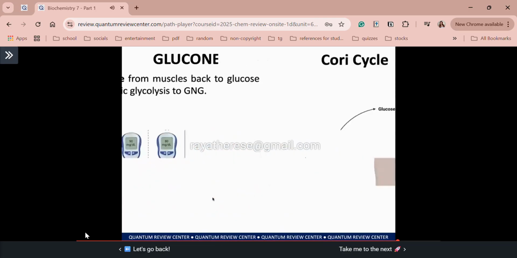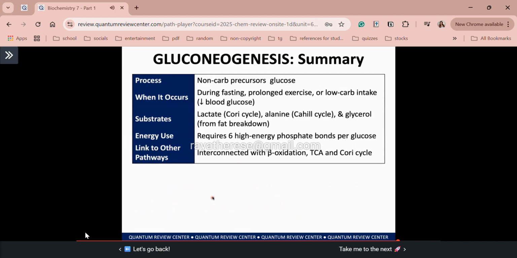Alright, so to summarize our gluconeogenesis pathway, class, here is the important information that you need to know. Again, let's reiterate the process: non-carbohydrate precursors are converted to glucose. It occurs during fasting, prolonged exercise, or low carb intake, which result in low blood glucose concentration. For our substrates, we have several: lactate from our Cori cycle, alanine from our Cahill or glucose-alanine cycle, which will be discussed in amino acid metabolism, and lastly, glycerol from fat breakdown, which will be discussed in detail in lipid metabolism.